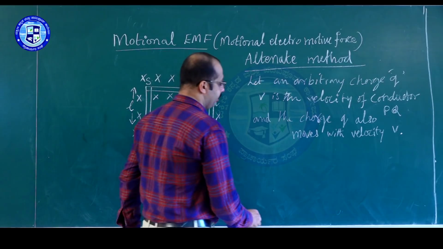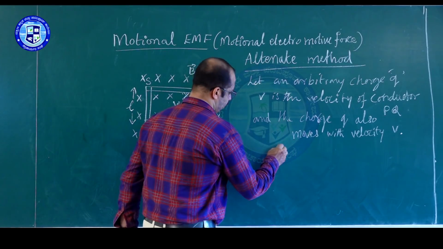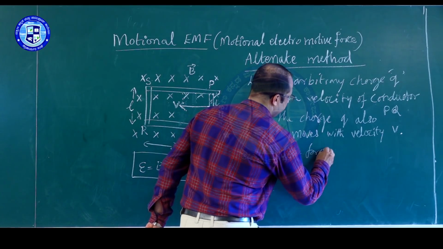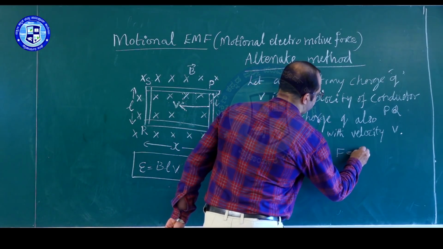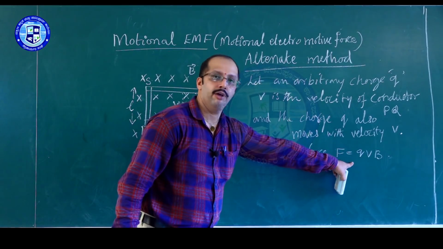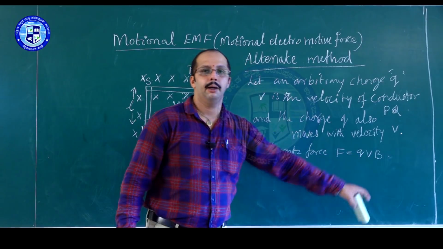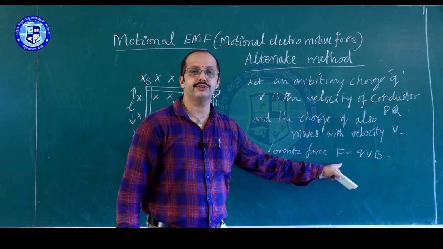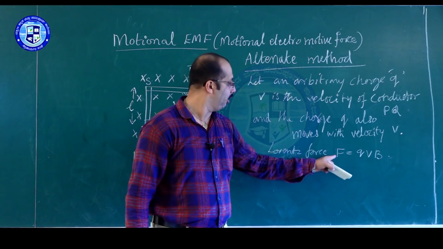Now we consider the Lorentz force expression. The Lorentz force is given by F is equal to QVB, where Q is the charge, V is the velocity, and B is the magnetic field. Okay, so that is the Lorentz force expression.